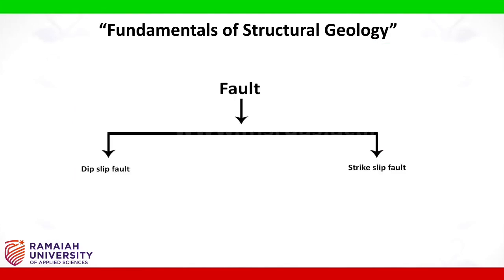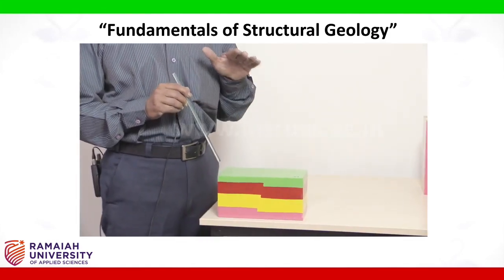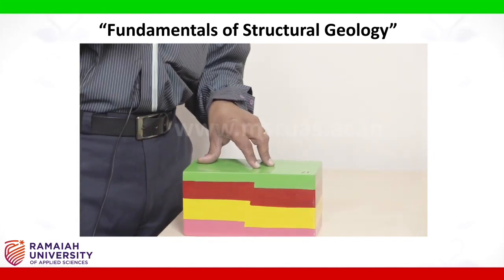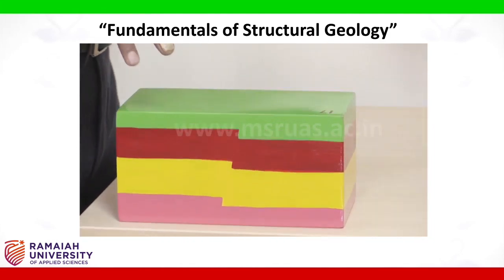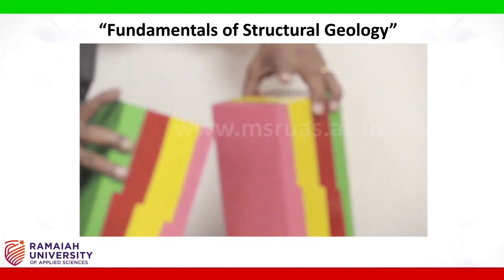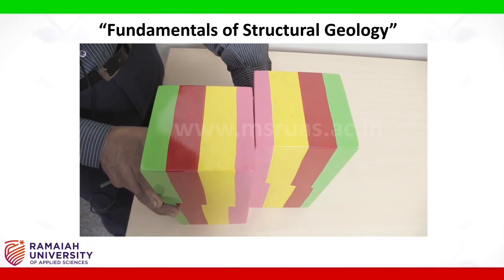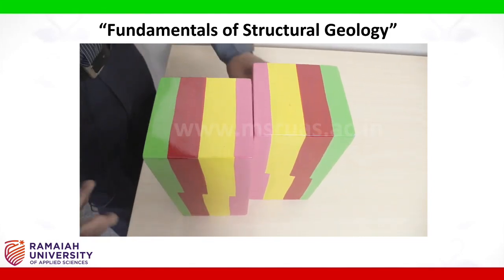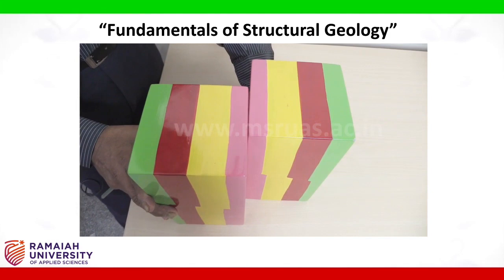Let us talk about faults. Faults are basically classified into two types depending on the direction of movement of beds. One is the dip-slip fault and the other one is the strike-slip fault. This is the alignment of beds and the movement has taken place parallel to the direction of alignment of the rock types.